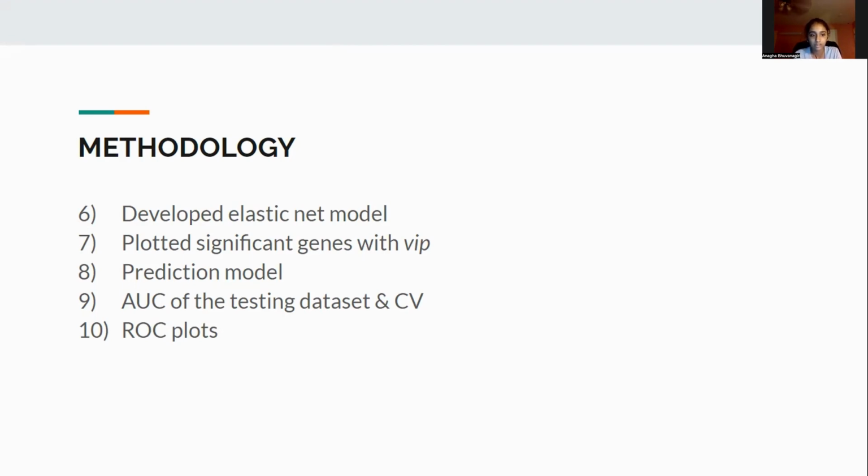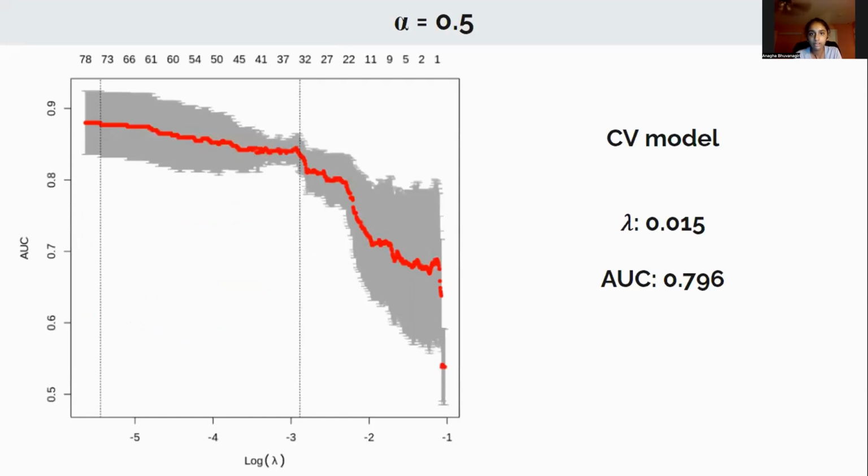And then ninth, we determined the AUC of the testing data set and the cross-validation. And then last, we created our ROC plots. So on to the results.